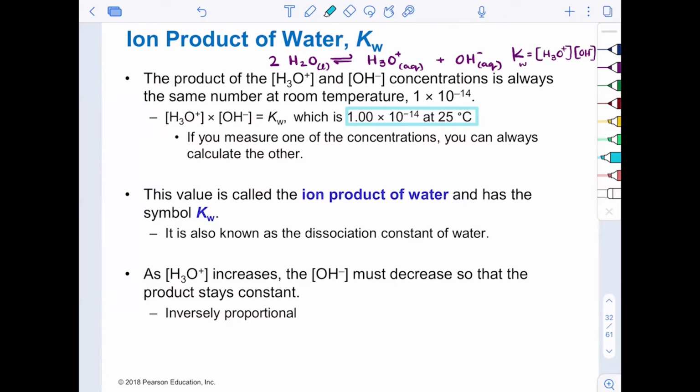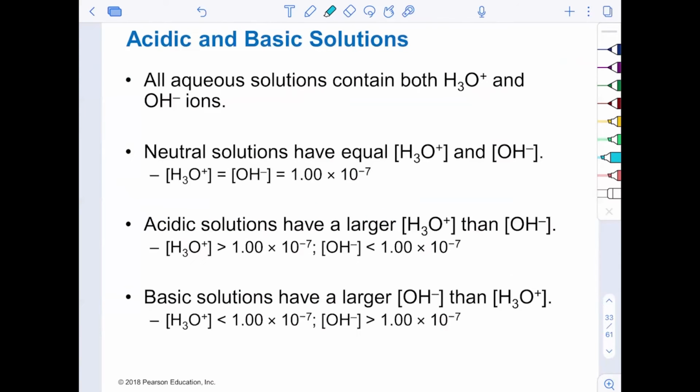So as H3O plus increases in a solution, the OH minus concentration must decrease so that the product stays constant. That means that the concentrations of hydronium and hydroxide are inversely proportional in an aqueous solution. All aqueous solutions contain both H3O plus and hydroxide ions just because they are in water. Neutral solutions will have equal amounts of hydronium and hydroxide. So each of those concentrations will be 1 times 10 to the negative 7. Multiplying them makes the Kw 1 times 10 to the negative 14.